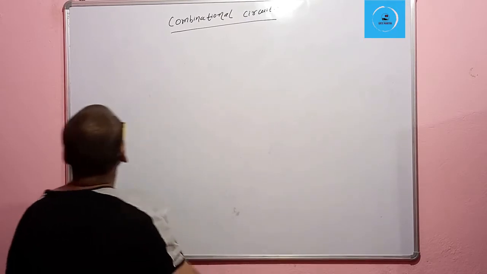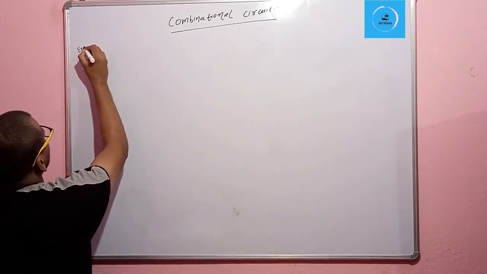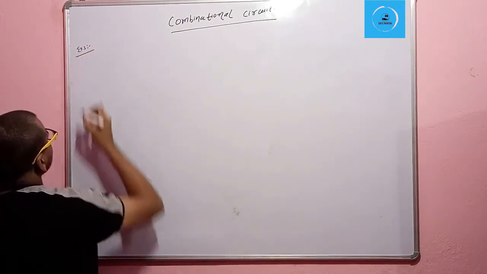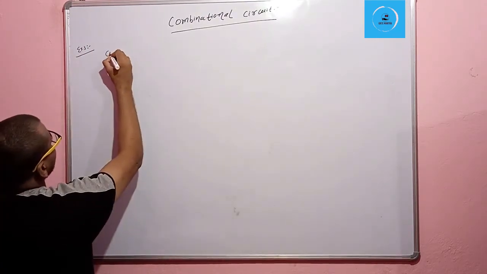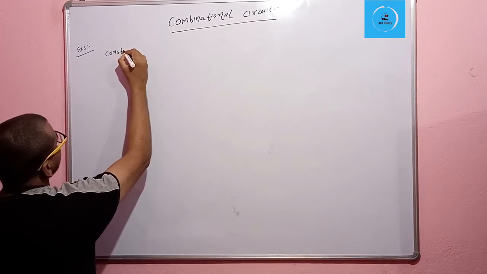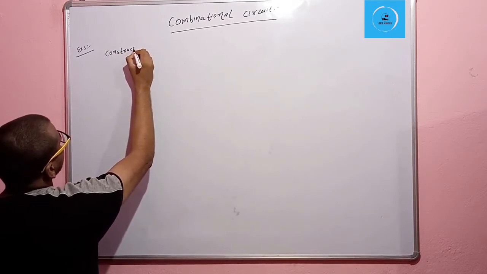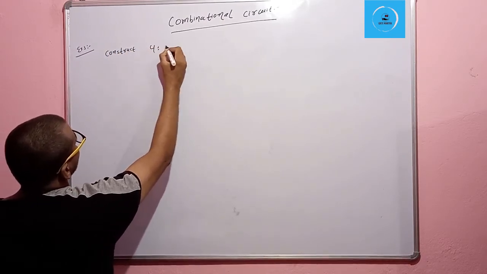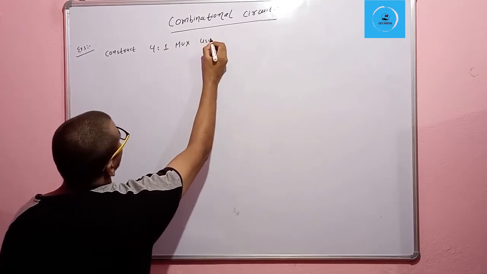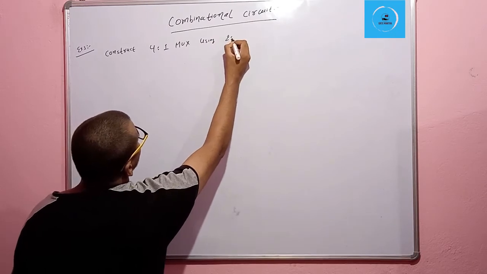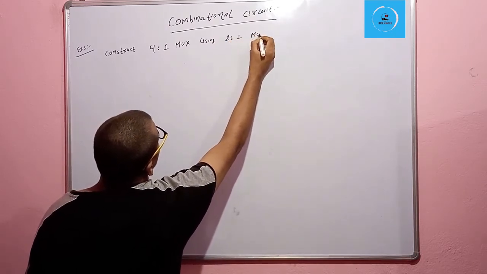So our first example is: construct a 4 to 1 mux using 2 to 1 mux.